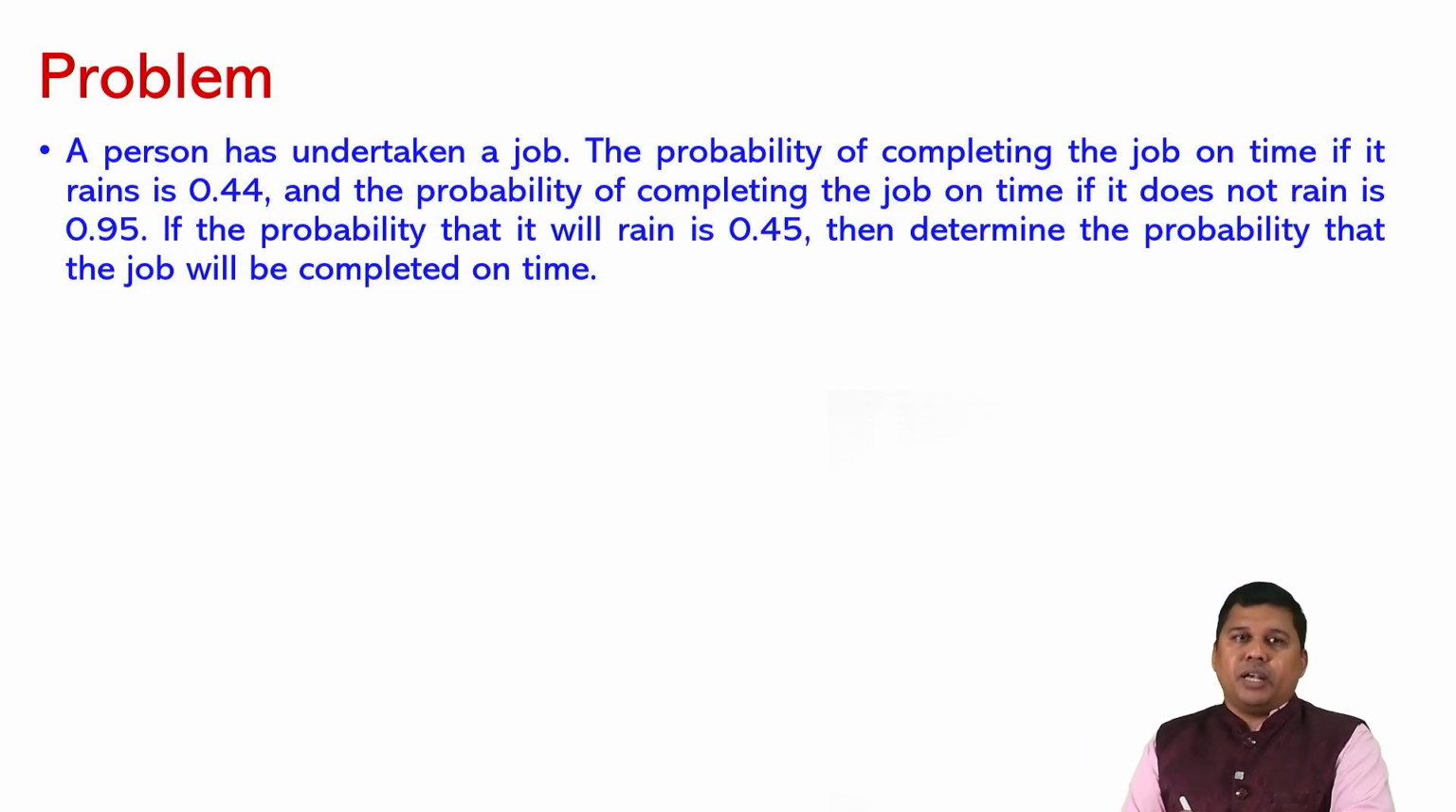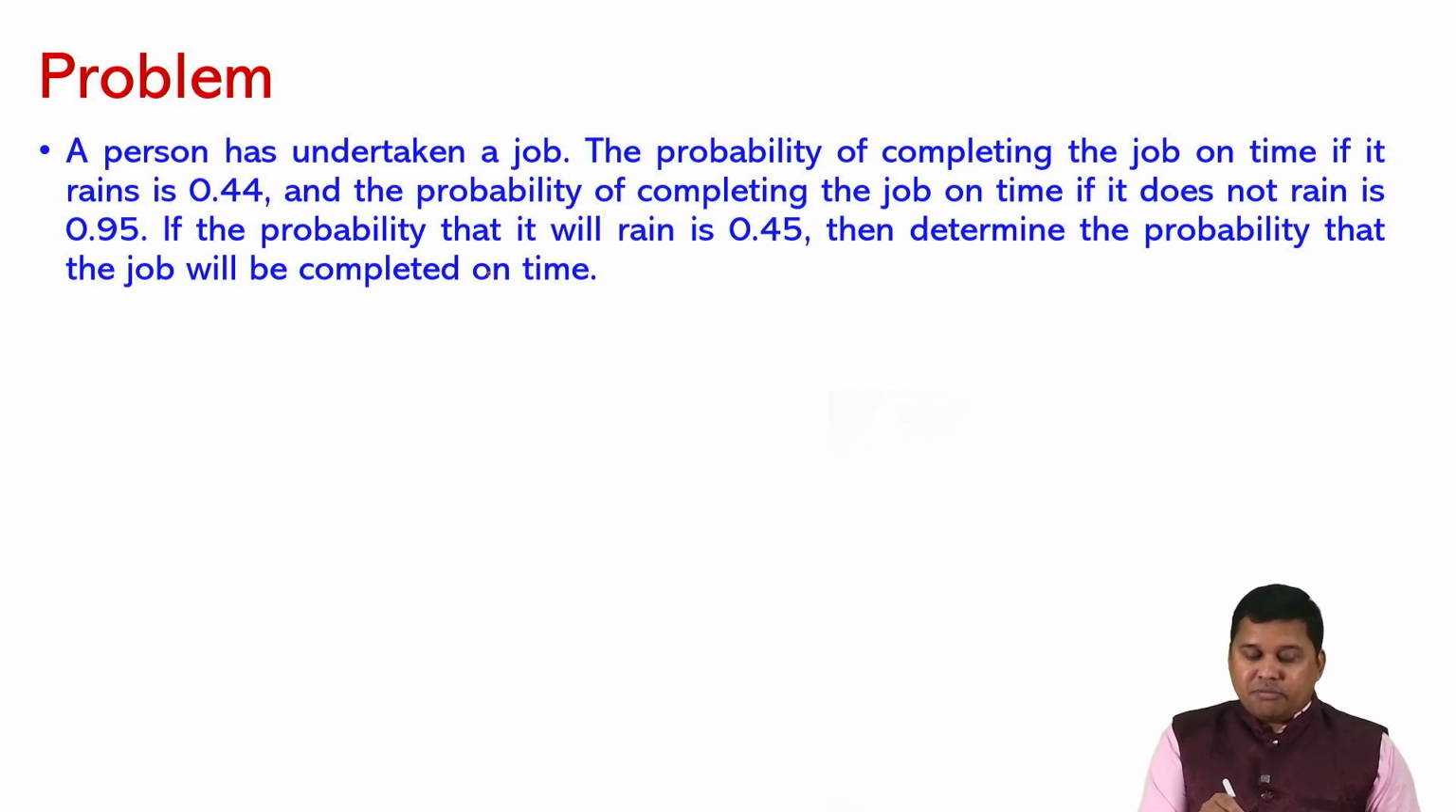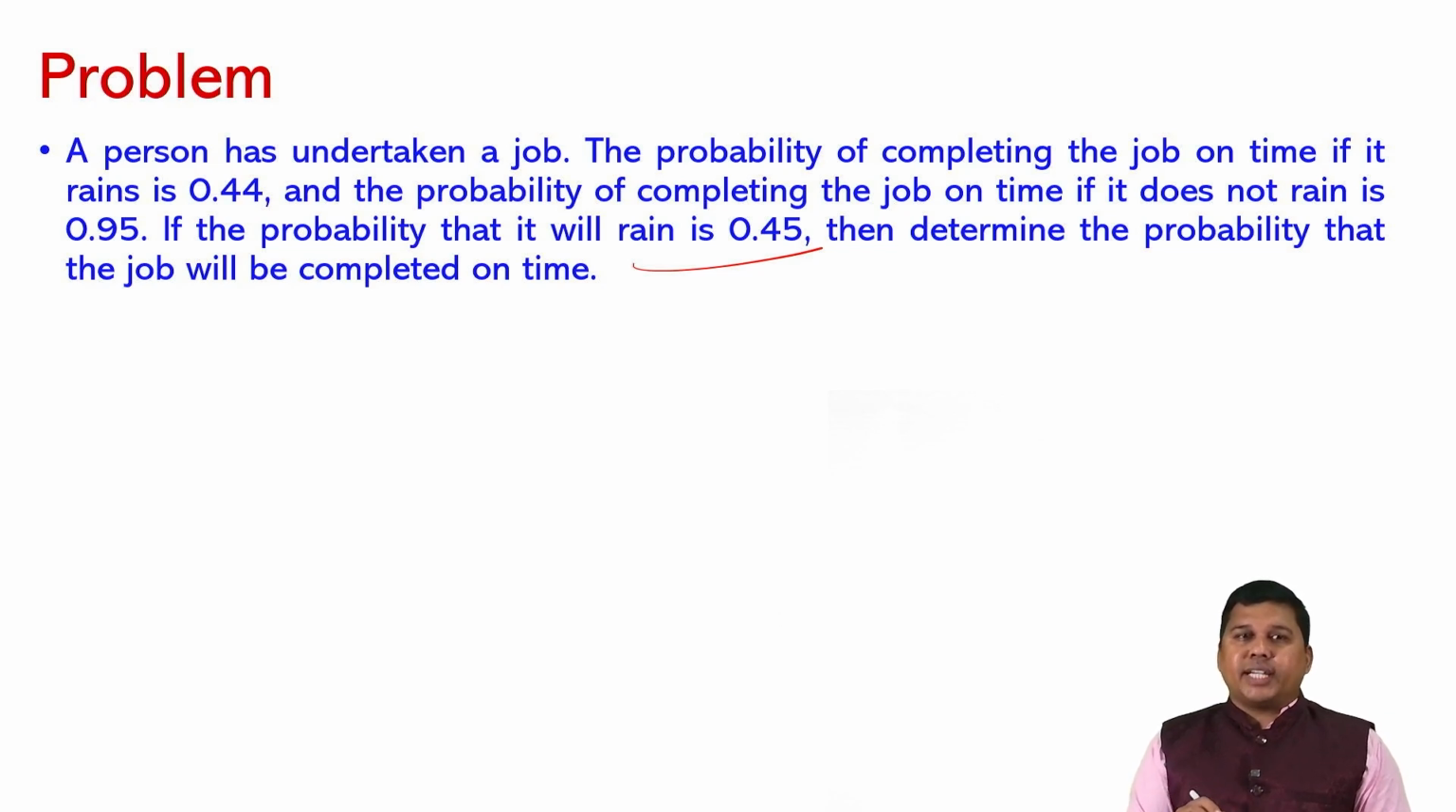So, let us see a simple example. A person has undertaken a job. The probability of completing the job on time if it rains is 0.44, and the probability of completing the job on time if it does not rain is 0.95. If the probability that it will rain is 0.45, then determine the probability that the job will be completed on time.